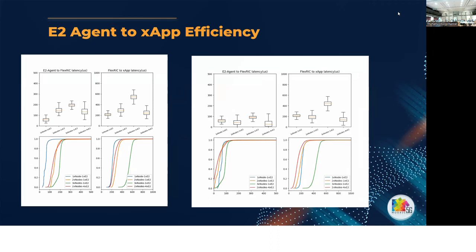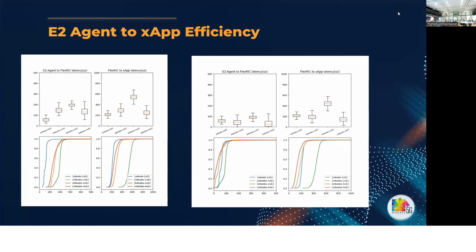From the E2 agent to the xAPP latency, you want to receive a report or send a control command. On the left-hand side is the 1 gig Ethernet link between E2 agent, rig, and the xAPP. On the right is the 25 gig network interface. This one uses the local interface to interact xAPP to the rig to the agent. This one uses the real NIC, 25 gig.